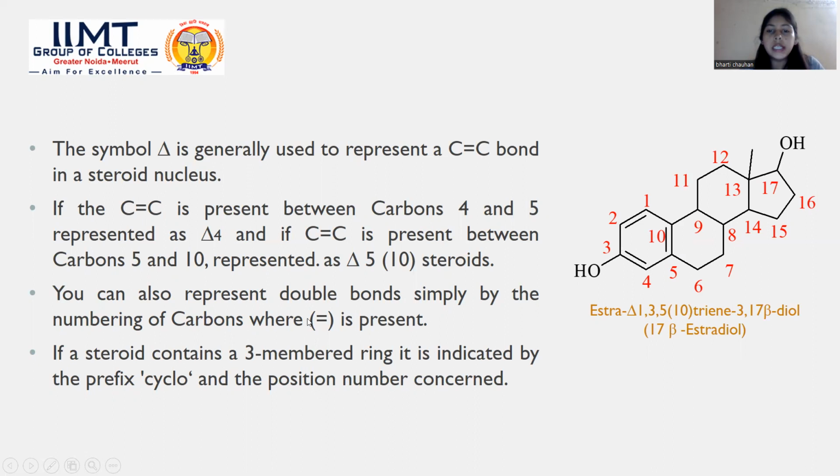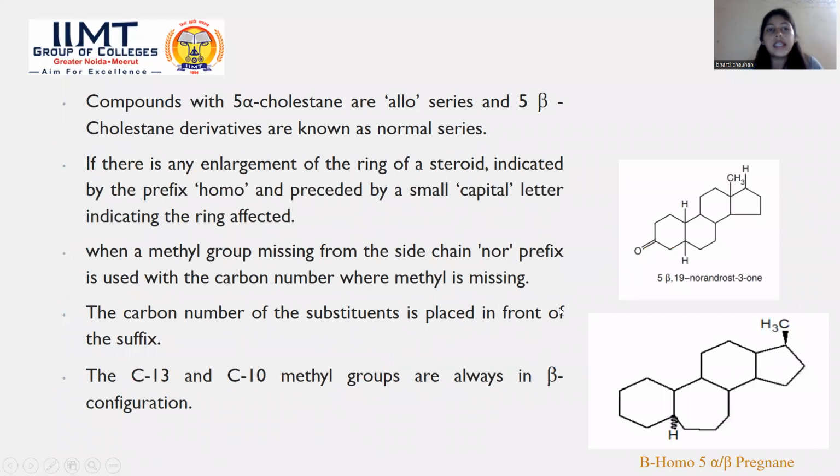Next, you can also represent a double bond simply by the number of the carbon where the double bond is present. If a steroid contains a 3-member ring, it is indicated by the prefix cyclo and the position number is considered. If the 5-member ring is removed and we add the 3-member ring, then we will write the name with the prefix cyclo. Next, compounds with 5-alpha cholesterol are allo series and 5-beta cholesterol derivatives are known as normal series.